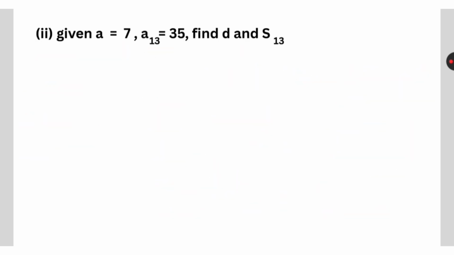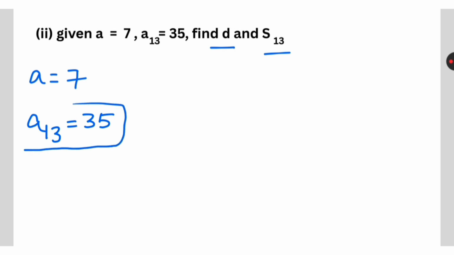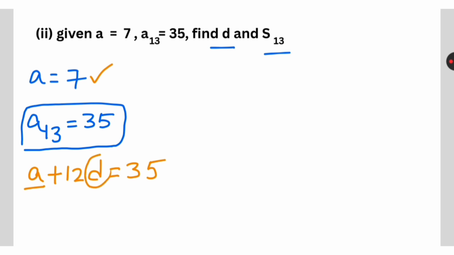Let's see the second one. What they given in an AP, the first term they given, which is 7, and also they given the 13th term of the arithmetic progression, which is 35. We need to find d and S13. So now observe this 13th term, which is a13, the term is 35. a13 is nothing but a plus 12d, isn't it, which is 35. Using that a, we can find the common difference, isn't it? So simply we can find the common difference here.